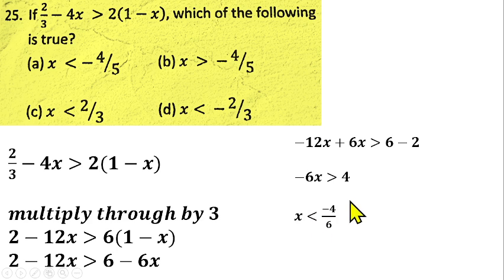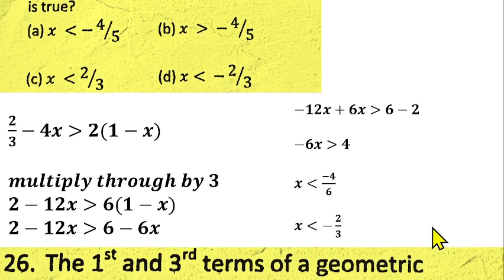So you have x is less than minus 4 over 6, and then that will give us x is less than minus 2 over 3 if you reduce this, and that should give us option D if I'm correct.